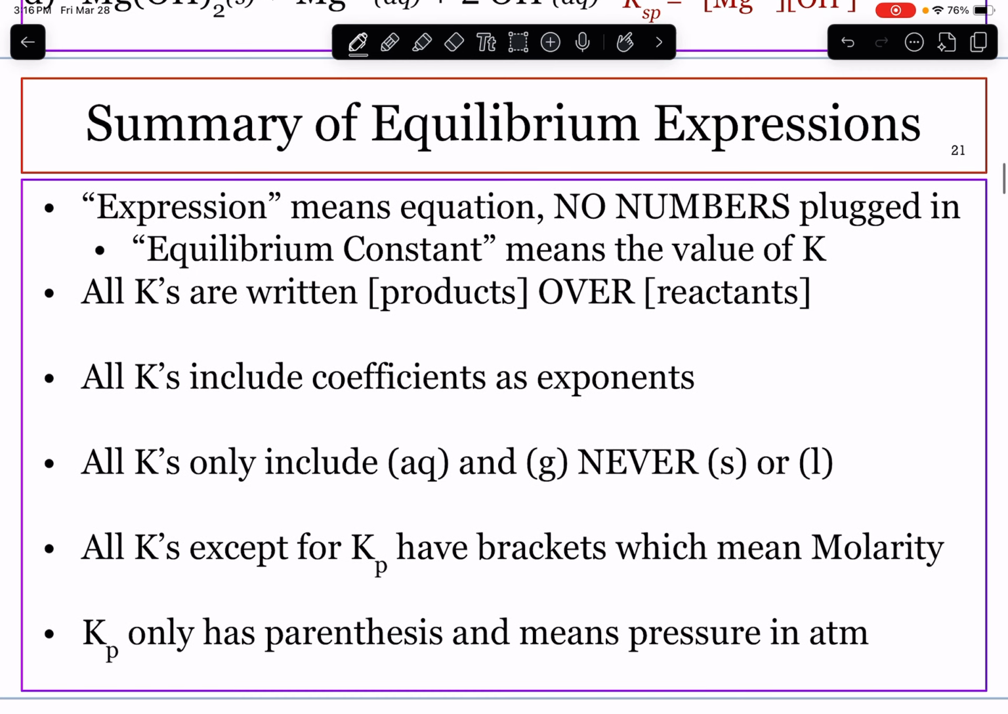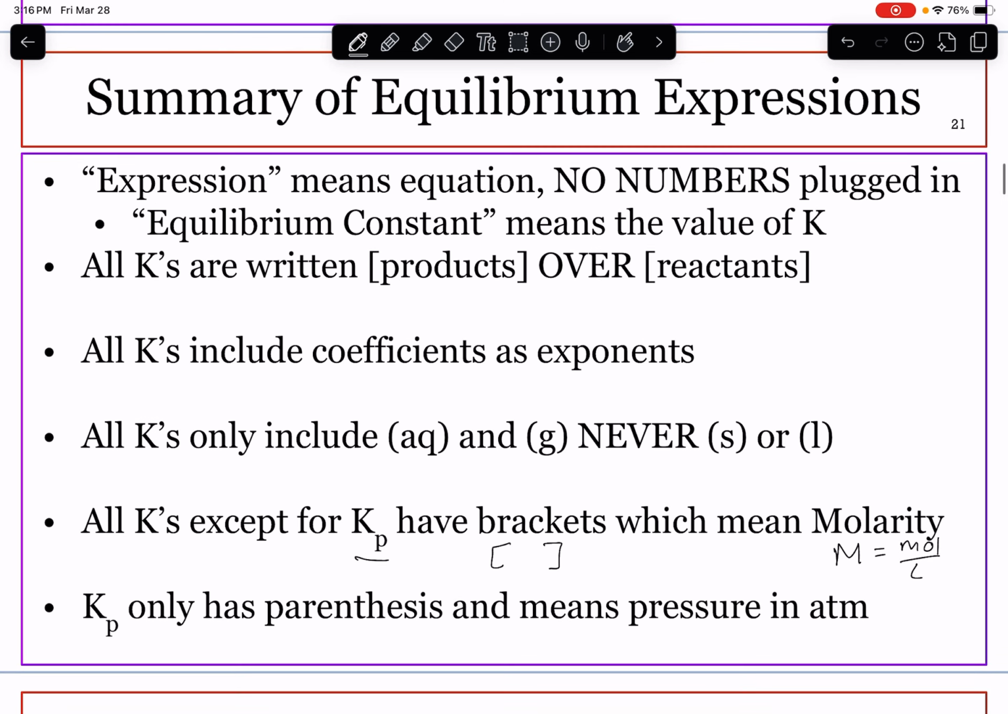All of these Ks are written products over reactants. All of these Ks include coefficients as exponents. All of these Ks only include aqueous and gases and never solids or liquids. All of these Ks, except for Kp, use square brackets, which means molarity. And remember, molarity is moles over liters. Only the Kp has the curved parentheses, and this means partial pressure in ATM.